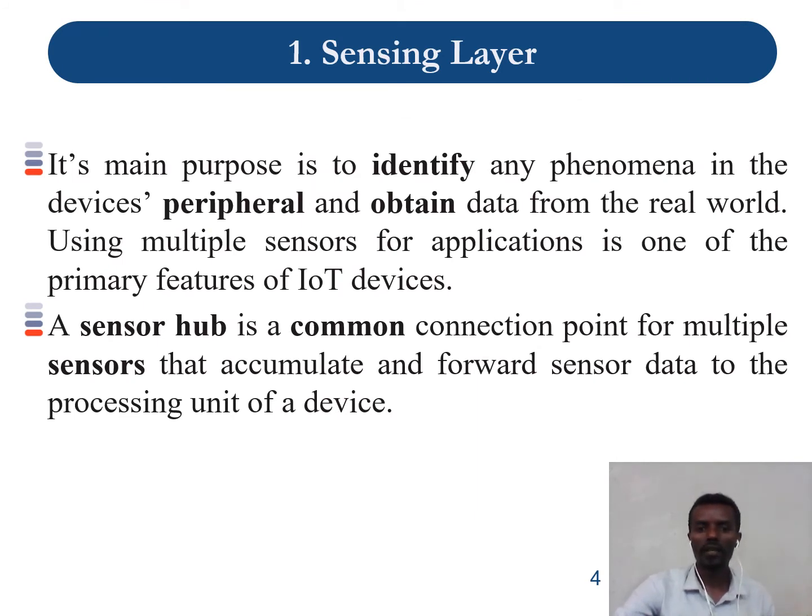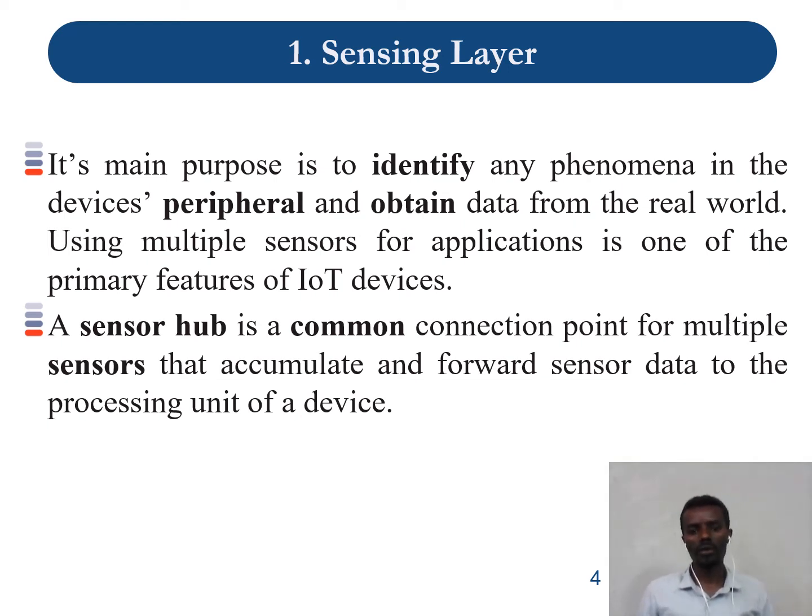So we can define them one by one. Actually, the sensing layer's main purpose is to identify any phenomena in the device's periphery and obtain data from the real world or from the environment. That means it is capturing and seeing the things found in the environment, identifying any phenomena that exist there, and then it can record or accept that as input and send it to the networking layer.